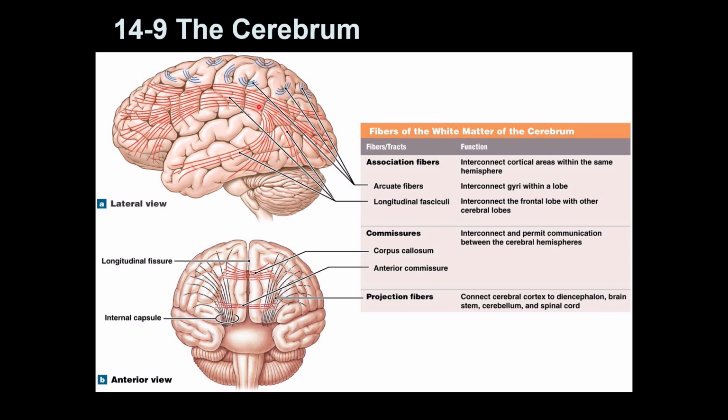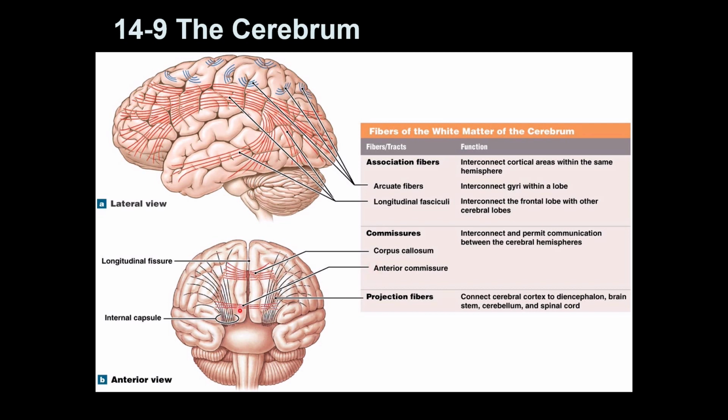Then the other type is called commissures. Commissures are the ones that connect the two sides, the two cerebral hemispheres. One is called corpus callosum. You can see here, it's located superiorly, and it connects the two cerebral hemispheres. Another one is called the anterior commissure, which is located lower, and I will show it to you later. This is also connecting the two cerebral hemispheres.